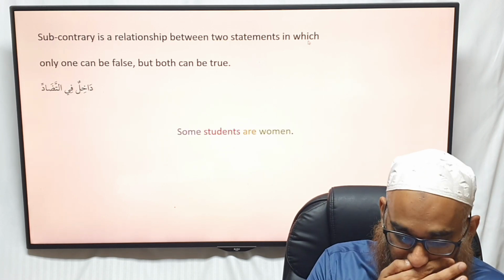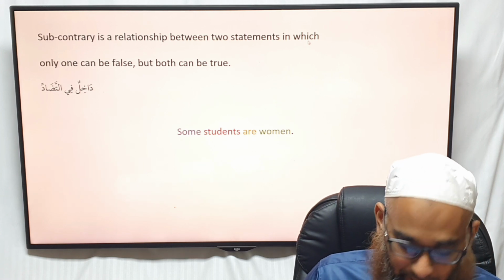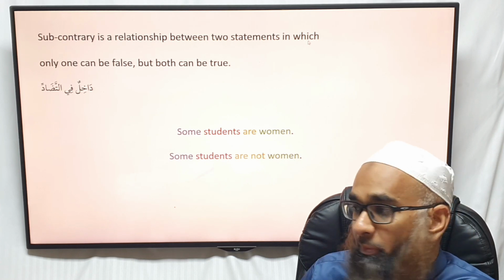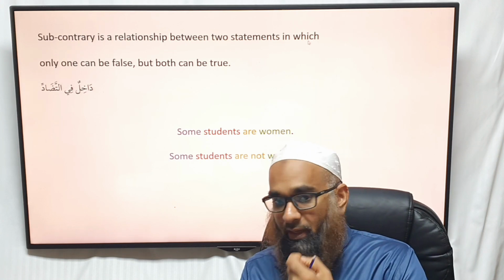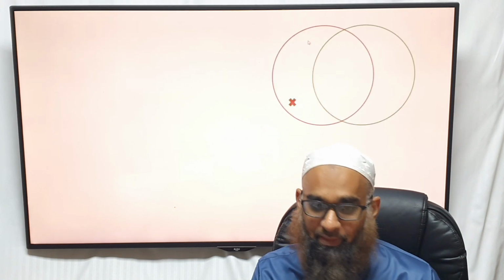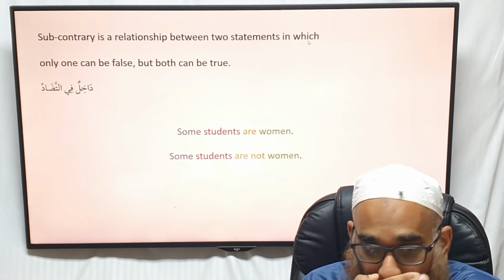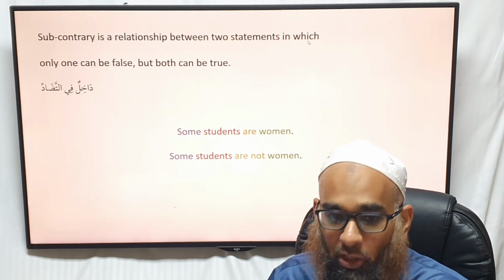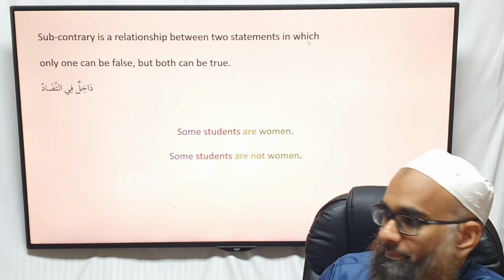So, for example, some students are women. Is it also possible that some students are not women? Yeah. So both can be true, but both can't be false. If you have students who are women, you can't say that some are and some are not are both false. It can't be that there are no students who are women and also some students who are women. Are you following?